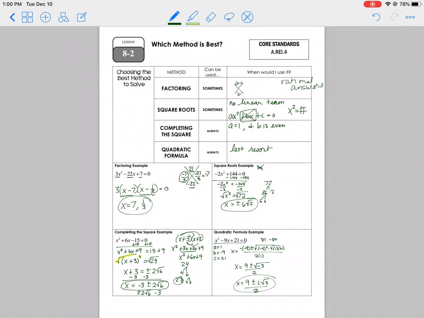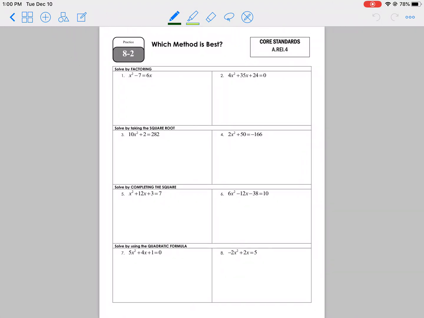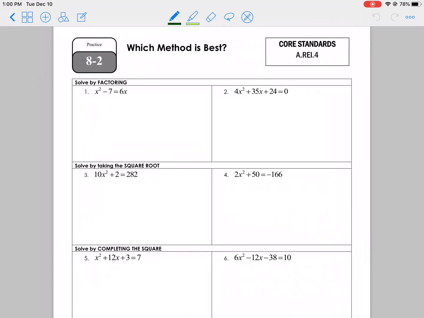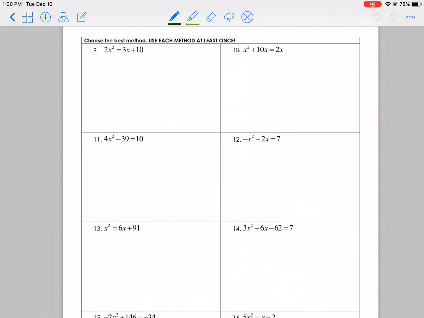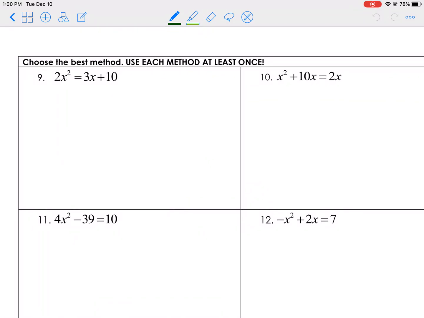Okay, so the homework assignment is there. Notice that the first two problems, they ask you to solve by factoring. Next two, square root. So they're telling you the method to use on the front side of the page, okay? When you go to the back side of the page, they're telling you to choose the best method, and you want to use each method at least once.